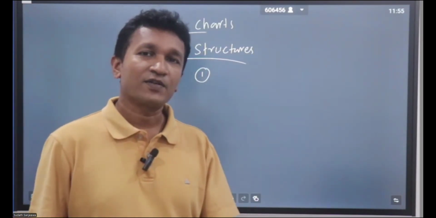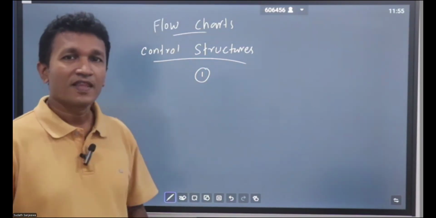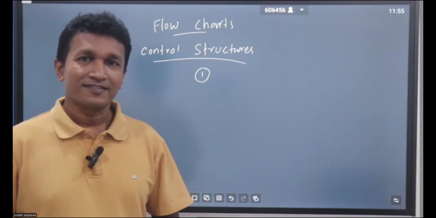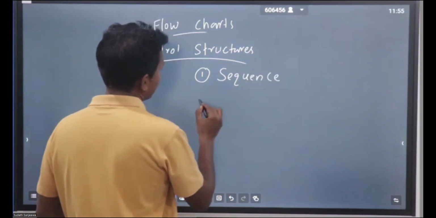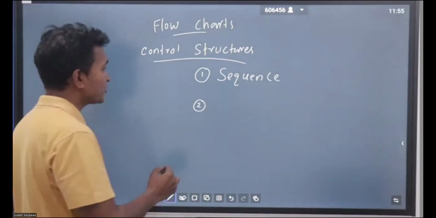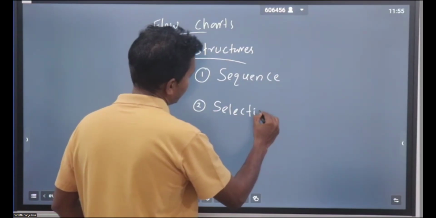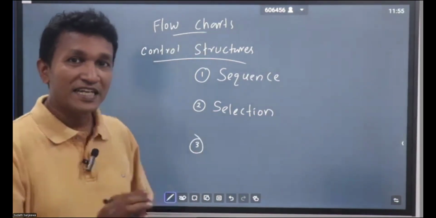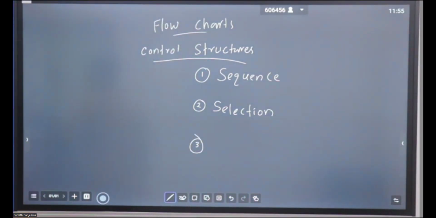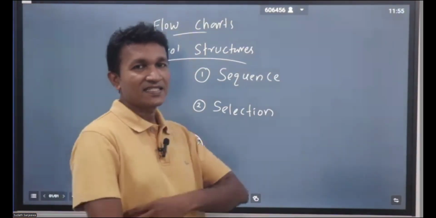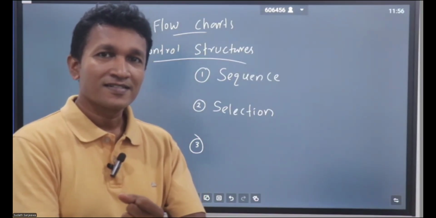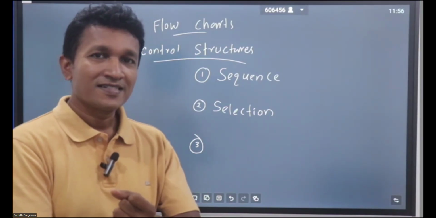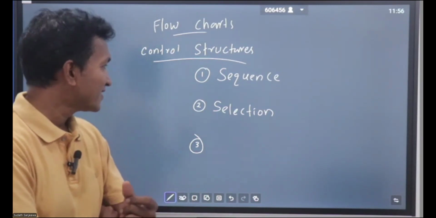Let me recall this from the beginning a little, then it will be easy for you. Right? What is the first one? Control structures. Yes. First one is sequence. Second one is selection. Now tell me someone, what is the third one? Sequence, selection, and what?